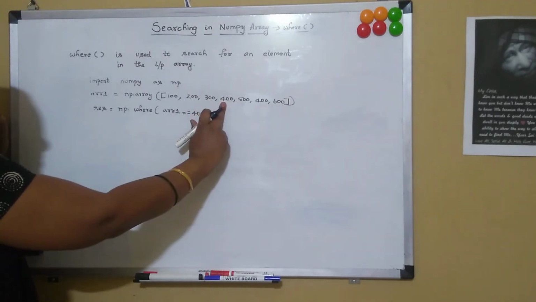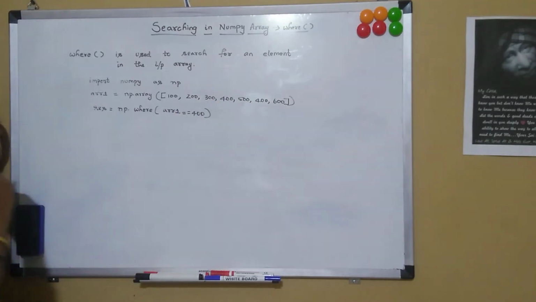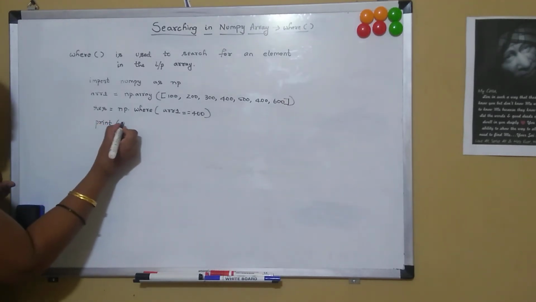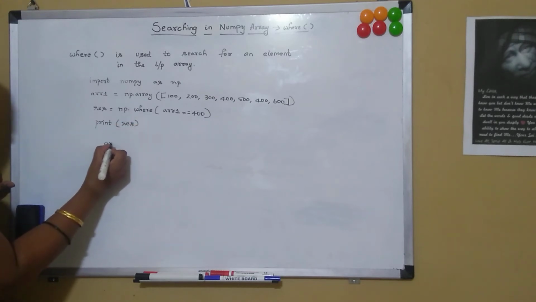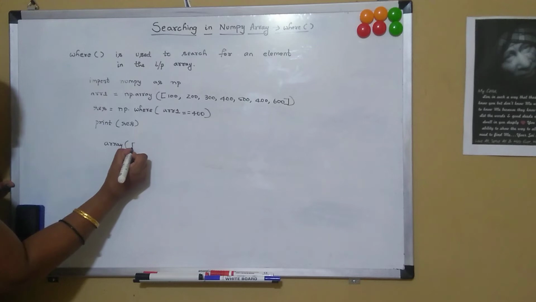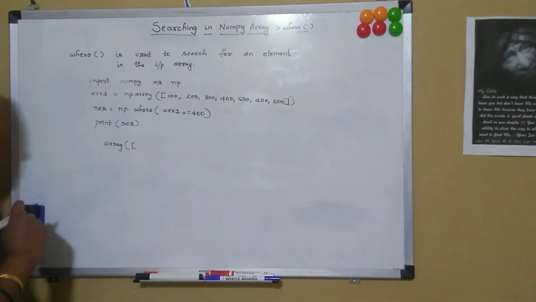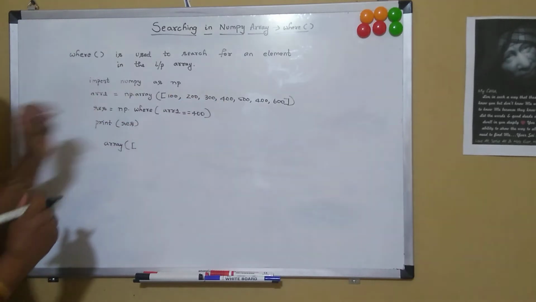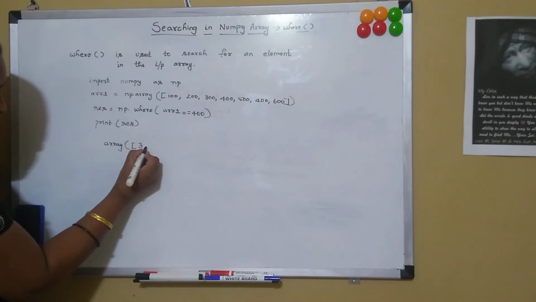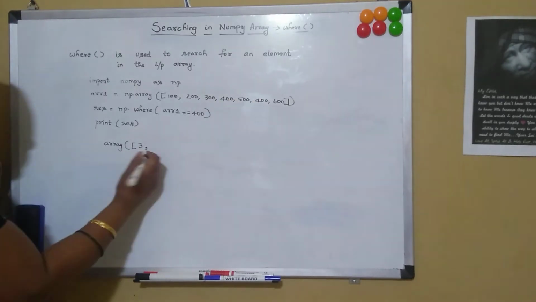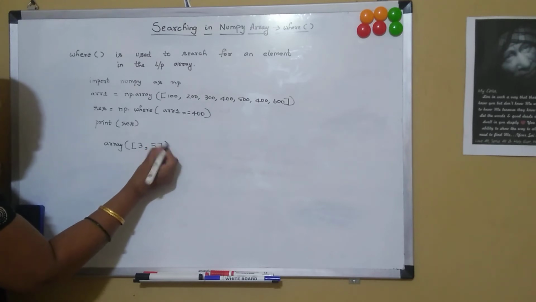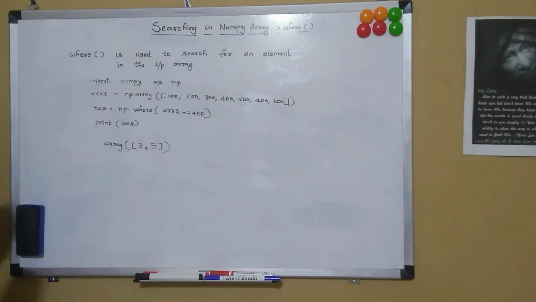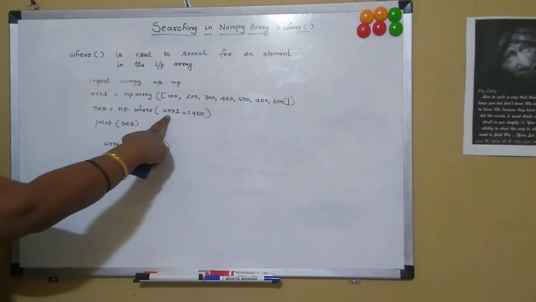So it will return the index values where these two 400s are present. When I say print result, it will give an array of the index values. So 100 is at the 0th index, 200 at 1, 300 at 2, 400 is at the 3rd index. So it will give 3, and another 400 is at the 5th index, so 5. It will give this array with the index values 3, 5. This is for a single condition.